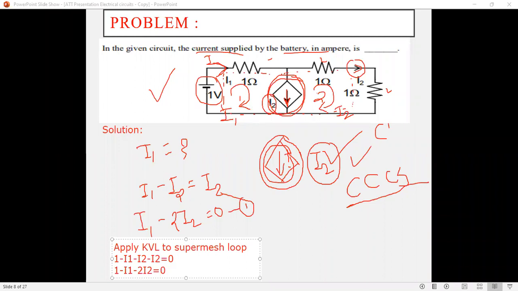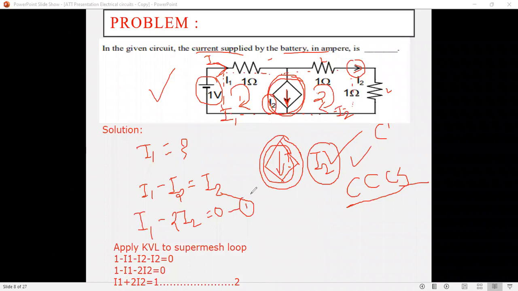So shift these terms, minus I1 and minus 2 I2, to the right hand side. The equation becomes I1 plus 2 I2 equals 1. So this is equation second. By solving equations 1 and 2, we will get the values of current I1 and I2. Tell me the value of I1 and I2.